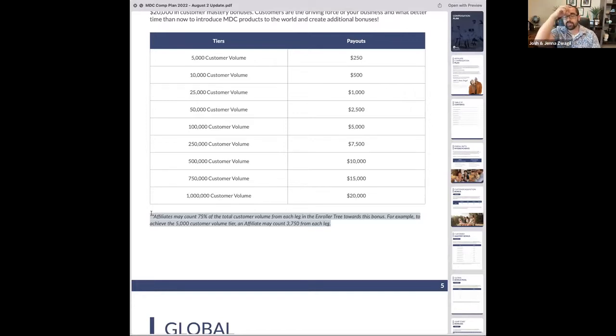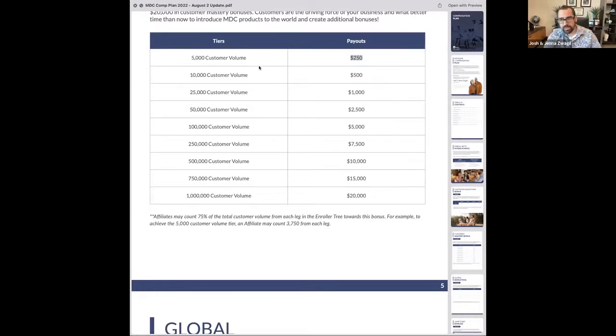And the reason why this is in place is because we want to make sure that people don't just have one leg of customer volume. This motivates the field to have multiple legs of customer volume. Now you can count 75%. So as an example, if you're trying to achieve the 5,000 customer tier and you have one leg that's absolutely running, killing it with customers, you can count 3,750 from that leg. So you would need 1,250 from another leg to equal 5,000. And then boom, you get paid this $250. And this is a monthly bonus for having 5,000 in customer volume.